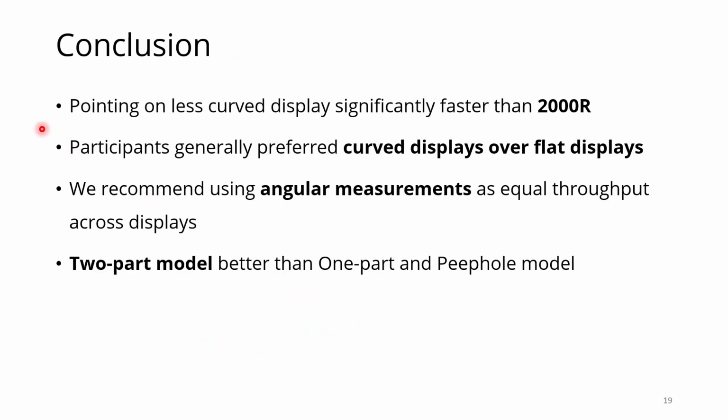So to conclude, we found that pointing on displays which are less curved is significantly faster than the 2000R display for both the linear and the angular condition. And the participants generally preferred the curved display over the flat display, even if the performance wasn't good on the curved displays. And from our results, we recommend that users use angular measurements, as we found no significance of the measurement condition on throughput for the angular condition. And finally, we recommend to use the two-part model, as it was significantly better than the one-part model and the peephole model.